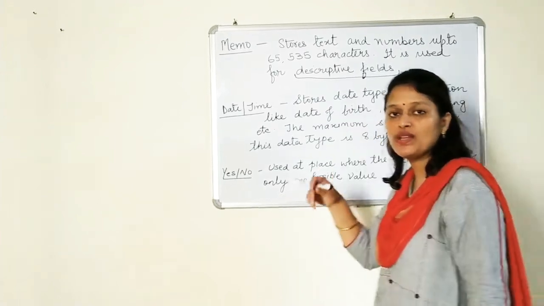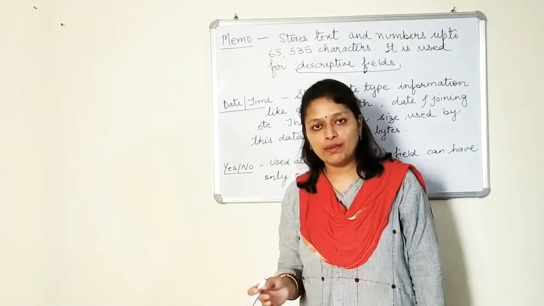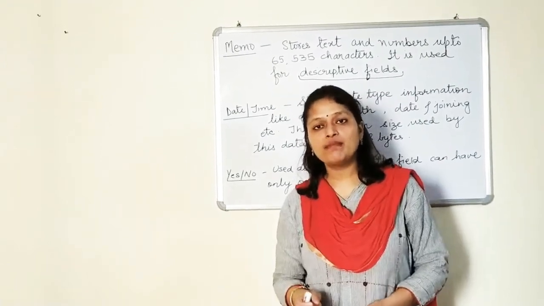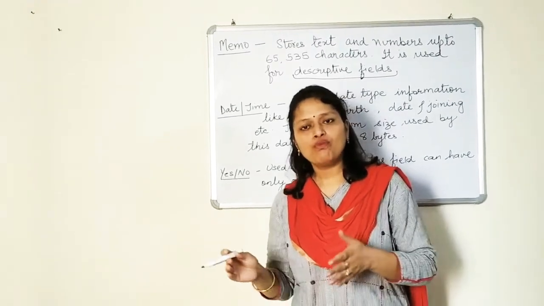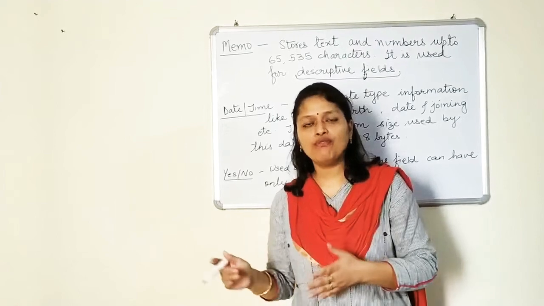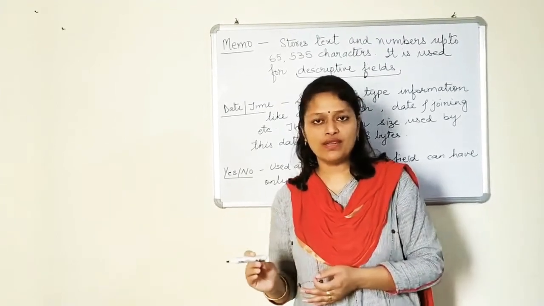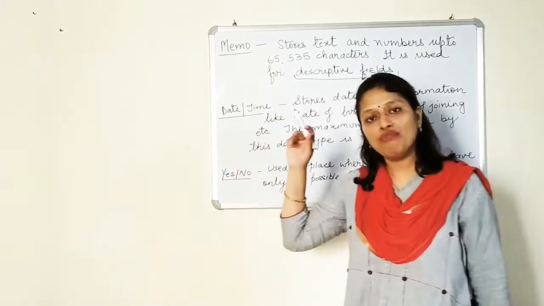It is used to store the description about the field. Like your field name is name and you may want to add some description about the field. What kind of name, for what, what is the meaning of the name and so on. If you want to add any kind of description, you can select this data type, for descriptive fields.